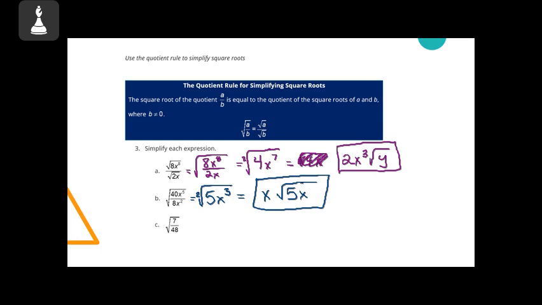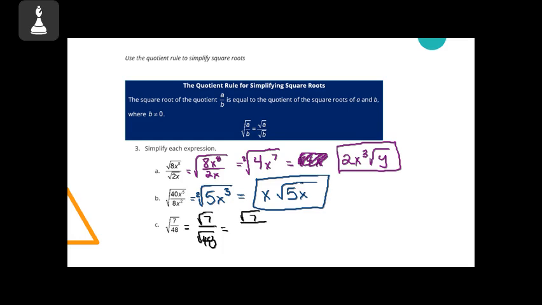Okay, last one is set up as the square root of 7 over 48. Now, looking at this, 7 over 48, that does not simplify. So for me, now I'm going to use the opposite rule and break it into its two individual pieces. I cannot do the square root of 7. 7 does not break down. It is a prime number, so I'm just going to have to keep it as it is.